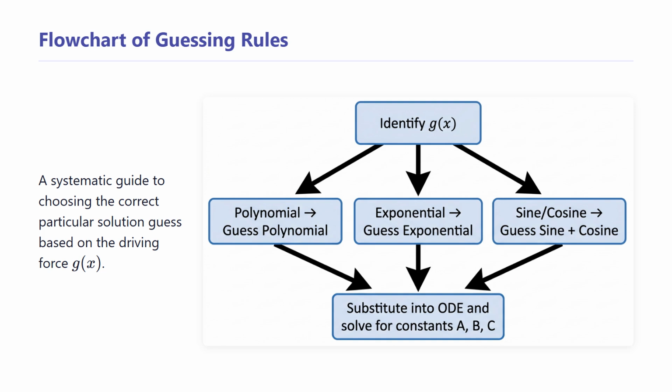If it is a polynomial, we guess a polynomial. If it is an exponential, as we saw in our first example, we guess an exponential. And if it is a sine or cosine, like our second example, we guess a combination of both. All these paths converge at the final step, substituting the guess into the differential equation to solve for the exact constants.